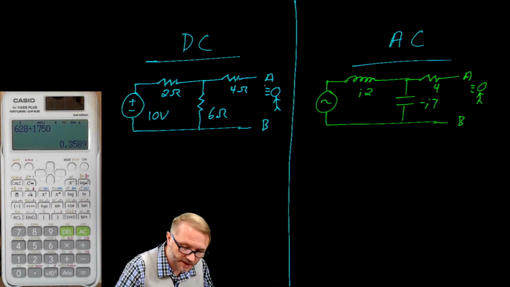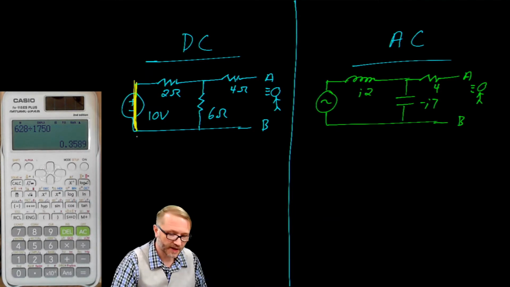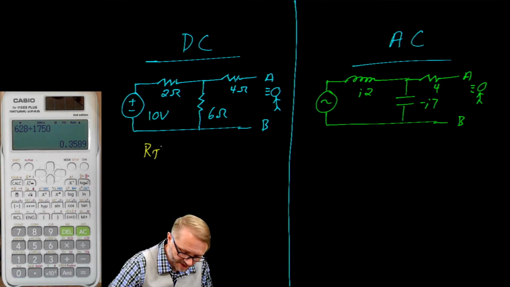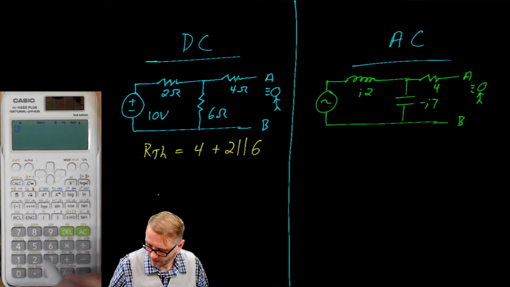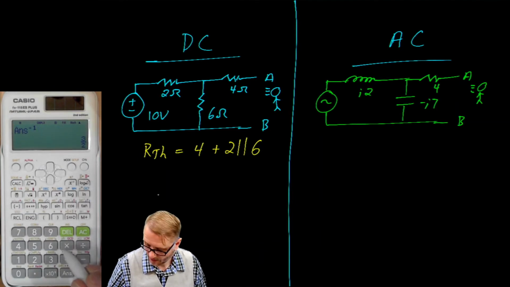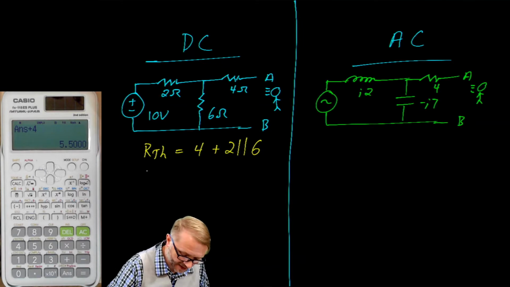Remove the load, label the terminals A and B, short voltage sources, look into the circuit. What you'll see is the Thevenin resistance. In this case, you see 4 plus 2 in parallel with 6. 2 inverse plus 6 inverse equals, plus 4 gives us 5.5.